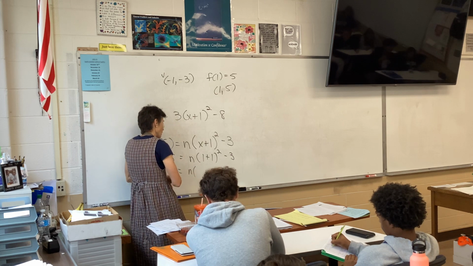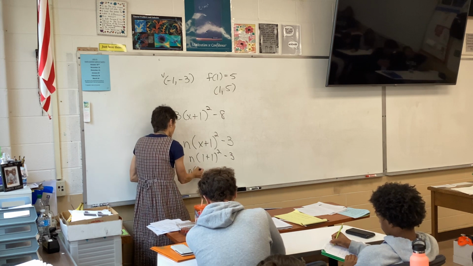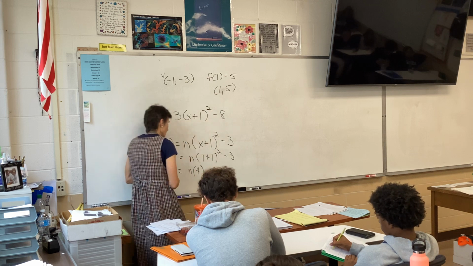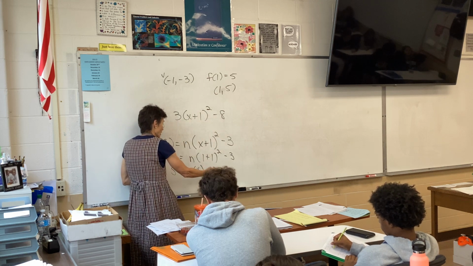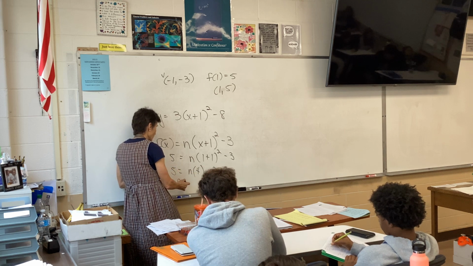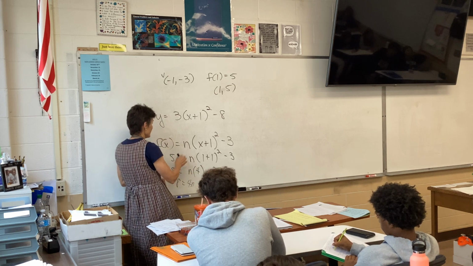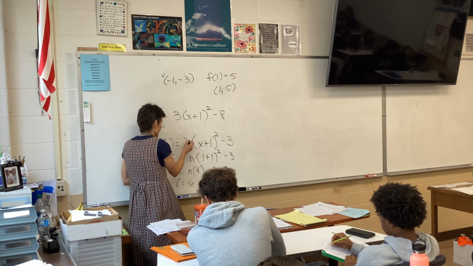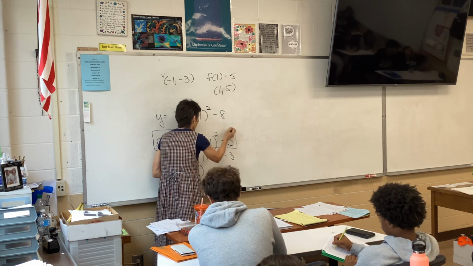So 1 plus 1 squared is 4. Please don't subtract these, this is 4n. So 8 equals 4n, and n is 2, and there's the equation of your quadratic function.